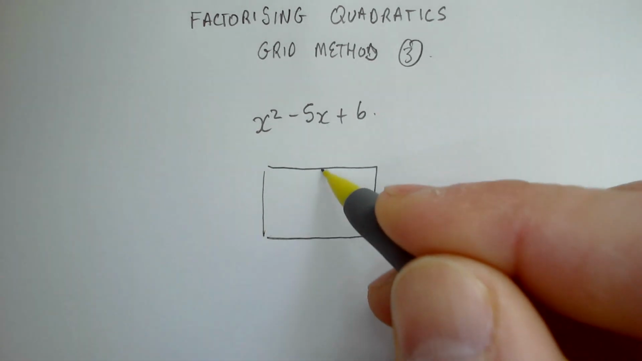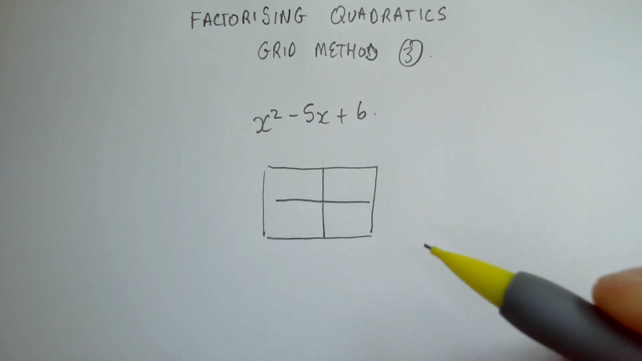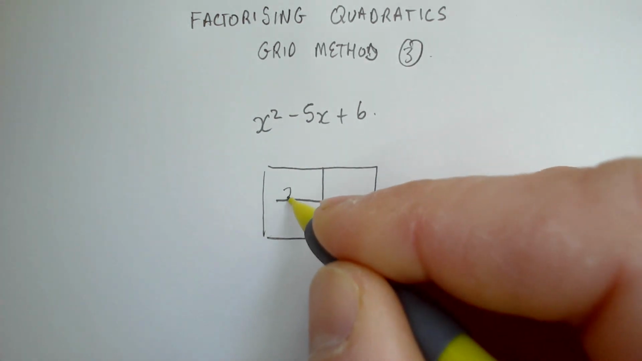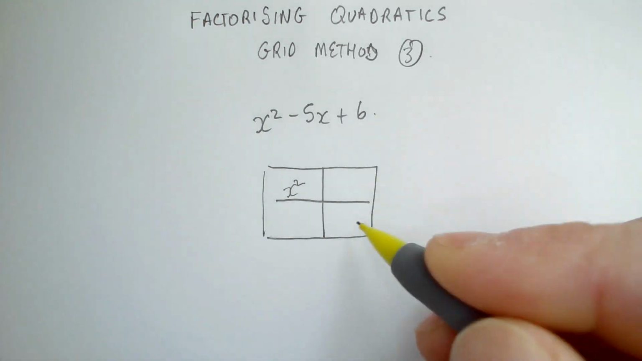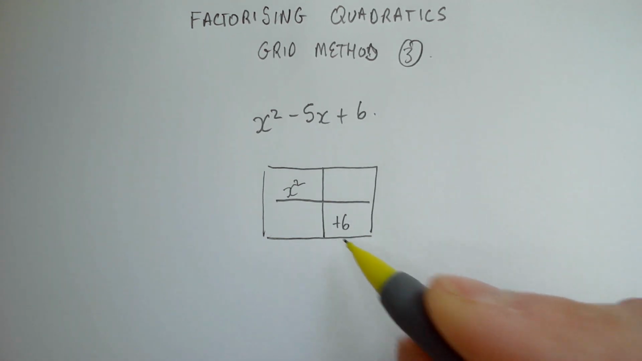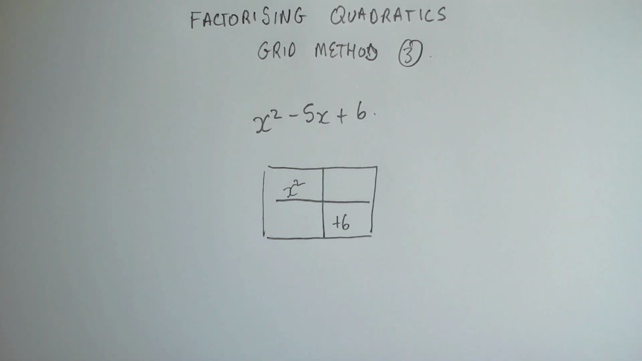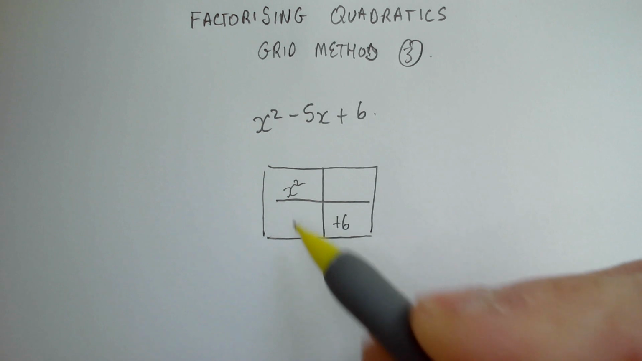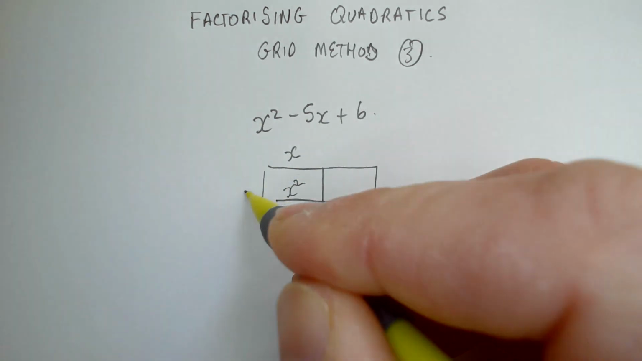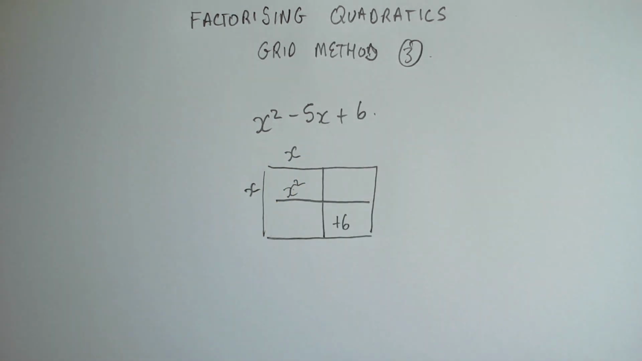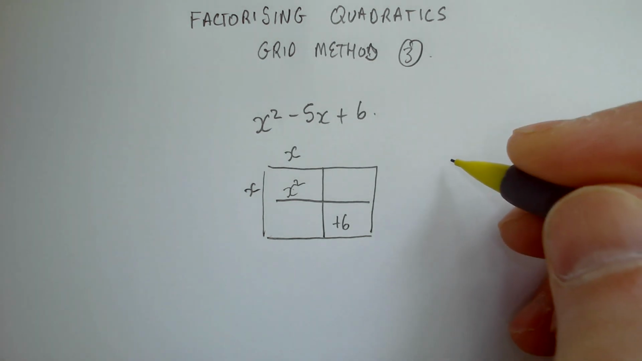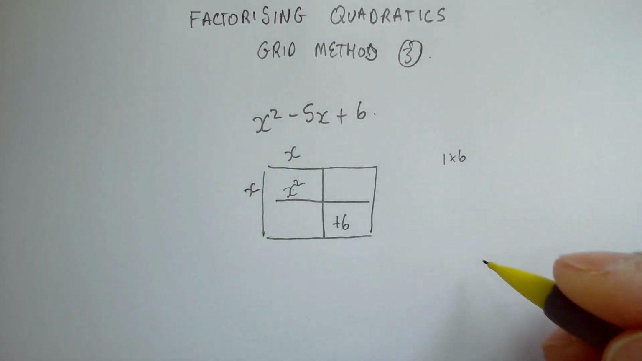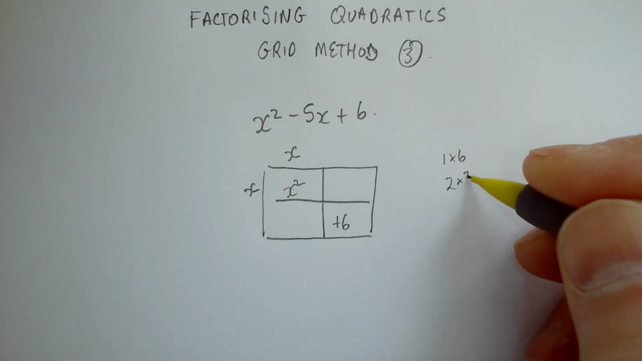Okay, so let's begin. We draw our grid, and straight away we put our x squared in here, and we put our plus 6, which is our constant, down here. Then we get to factorising. So what are the factors of x squared? Well, x times x will give us x squared. And what are our factors of 6? Well, we have 1 times 6, or we have 2 times 3.